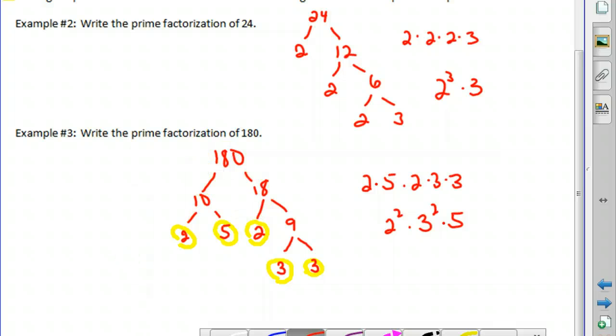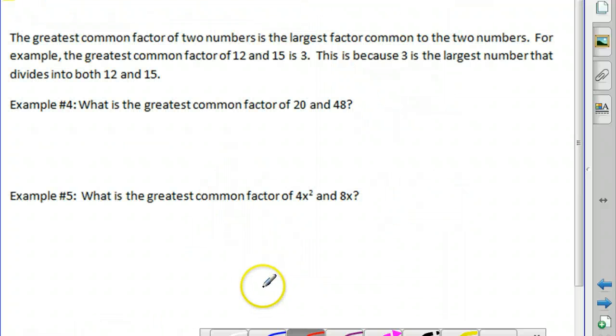Well, where we're going to be working with factoring is factoring polynomials. And in order to factor polynomials, we need to be able to identify what's called the greatest common factor. The greatest common factor of 2 numbers is the largest factor common to the 2 numbers, or the largest factor that will go into both the numbers. So for example, here we've got 12 and 15. The greatest common factor would be 3, because we know 3 goes into 12 evenly and 3 goes into 15 evenly, and that's the largest number that goes into both 12 and 15.